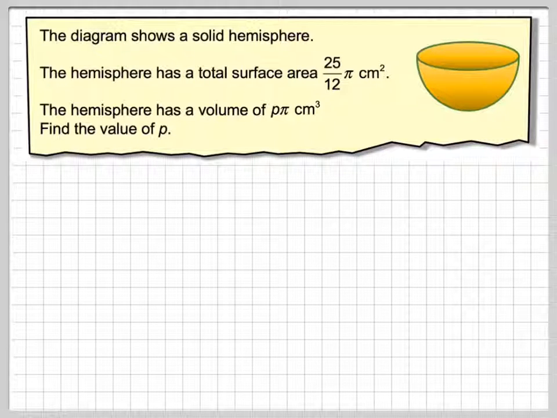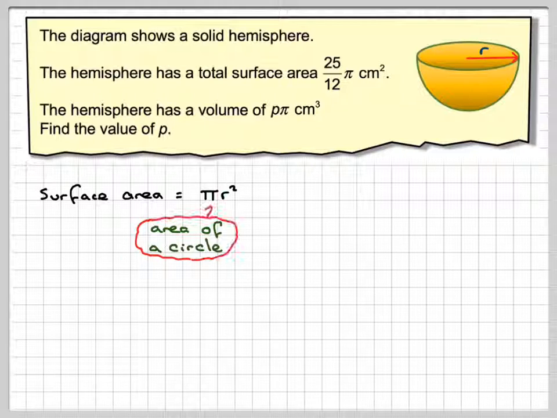So let's first of all work with the surface area. We know that the radius of the sphere is r, we're going to call that r. So what will be the total surface area? Well, on the top here, that will be a circle. So the surface area will be equal to pi r squared, the area of the circle.